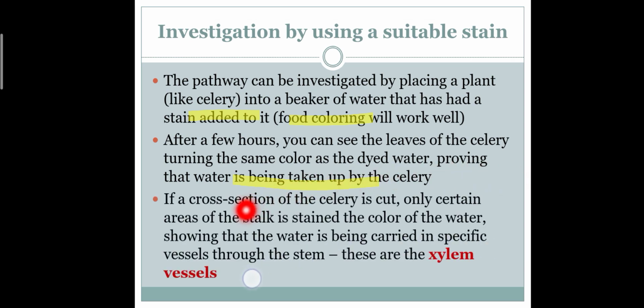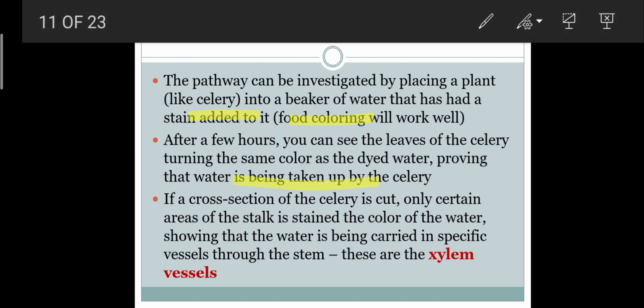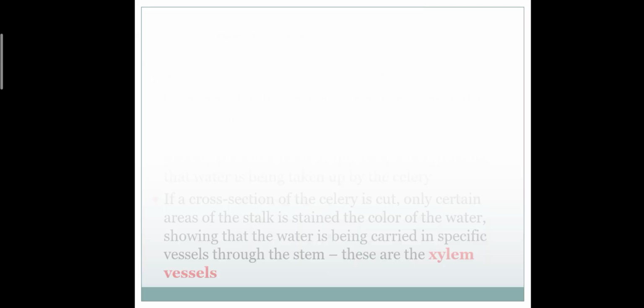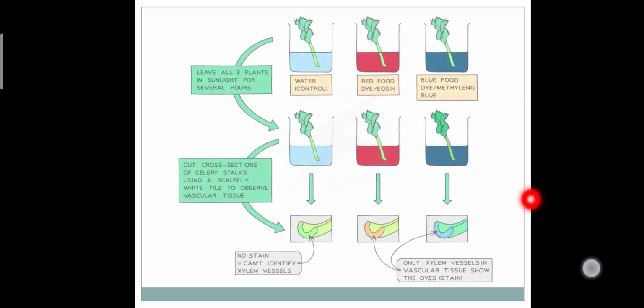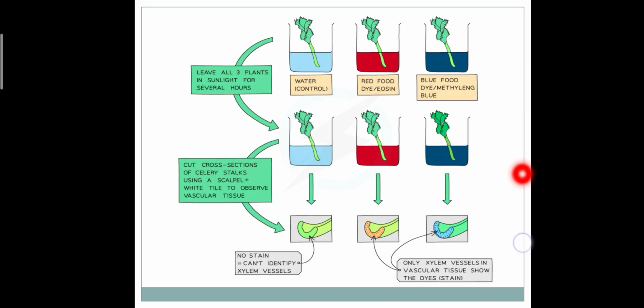If the cross section is cut out, only certain areas of the stalk are stained the color of the water, showing that the water is being carried in specific vessels to the stem. These are the xylem vessels. This diagram is showing the investigation.